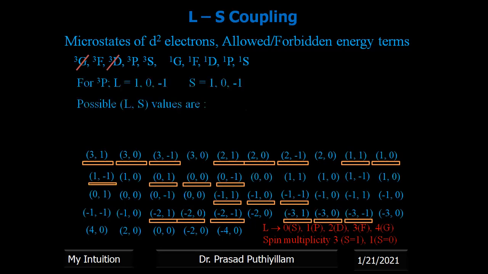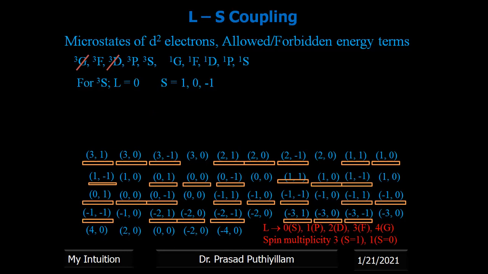Then triplet P values. P means L equal to 1, that is 1, 0, minus 1, and it is triplet, therefore S value is 1, that is 1, 0, minus 1 values. Therefore LS values, if you check, that is 1 1, 1 0, 1 minus 1, then with the 0 combination with S, 0 1, 0 0, 0 minus 1, minus 1 1, minus 1 0 and minus 1 minus 1, all are possible, all are present here as microstates. Therefore this is also possible, it is not forbidden.